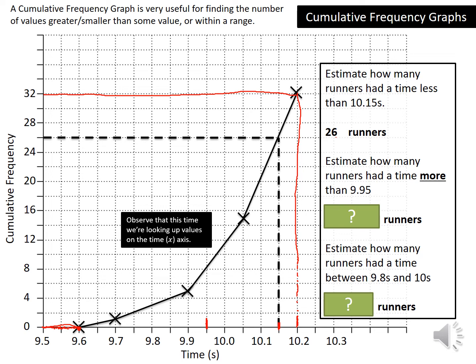And then going from 9.95, again, just bear with me. So we need to go up and across. So we're looking between 8 and 32. So that would be 24 runners in this case.